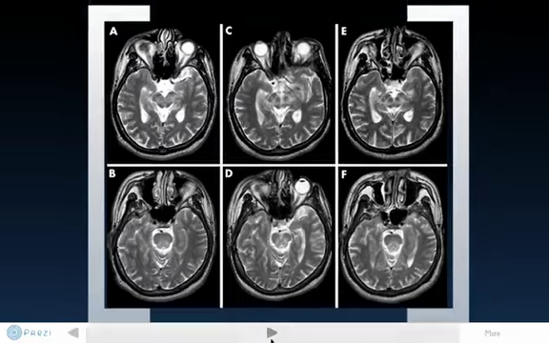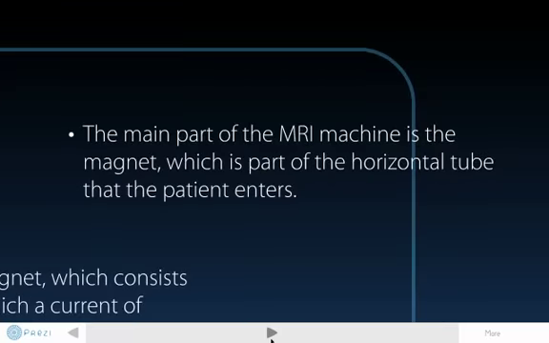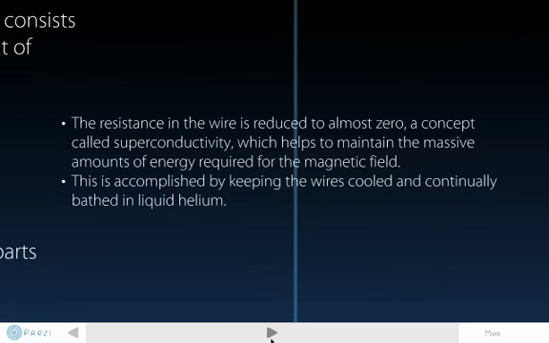To start, I will discuss the parts of an MRI machine. The main part of the MRI machine is the magnet, which is part of the horizontal tube that the patient enters. Most MRI systems use a superconducting magnet, which consists of many coils or windings of wire through which the current of electricity is passed, generating the magnetic field. The maximum strength of a magnet approved for medical imaging of a patient is between 1.5 and 3.0 Tesla units.